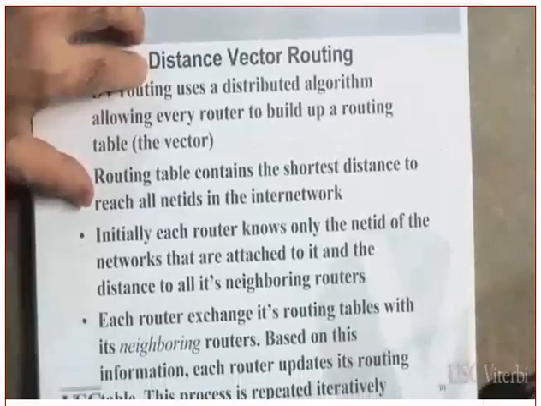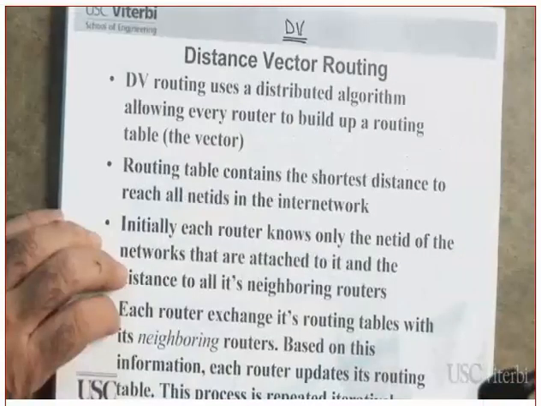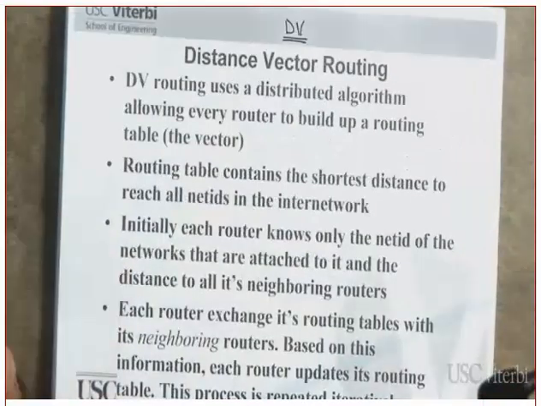Okay, let's look at R1. What does R1 know? At the beginning, R1 knows only that it's attached to network ID 1, which is this one. And it knows that the distance to itself is 0. Same thing with R2, same thing with R3, same thing with R4. Now, listen. R2 and R4 are neighbors of R1. What do they send?